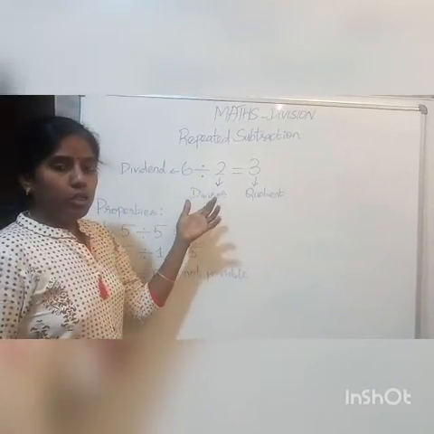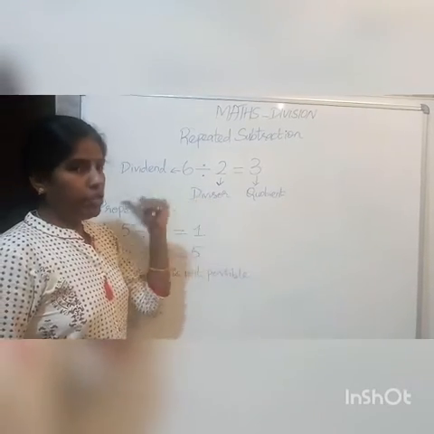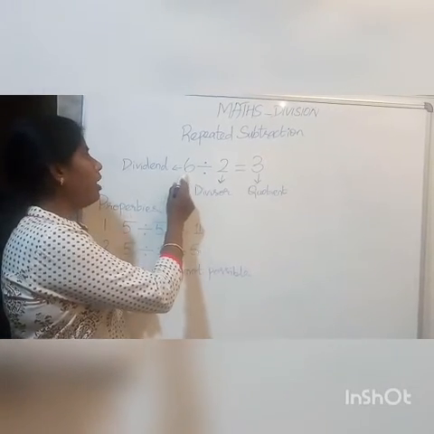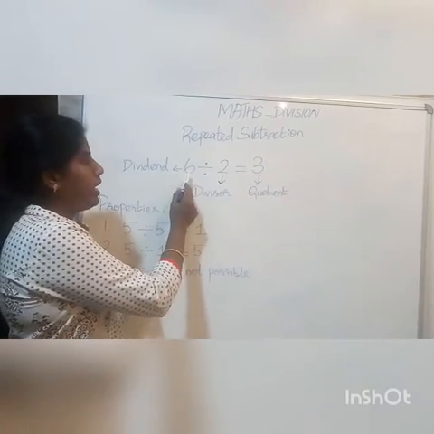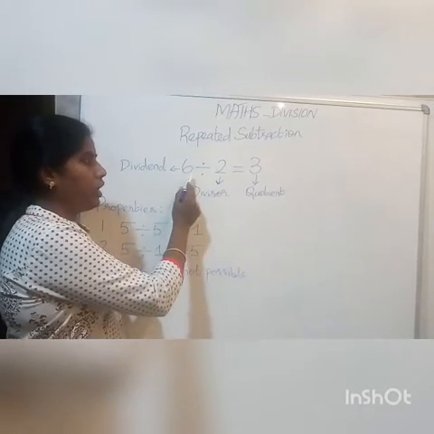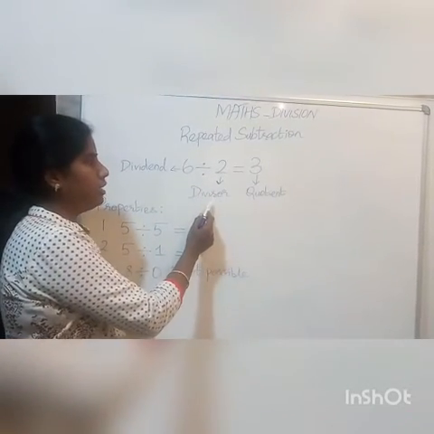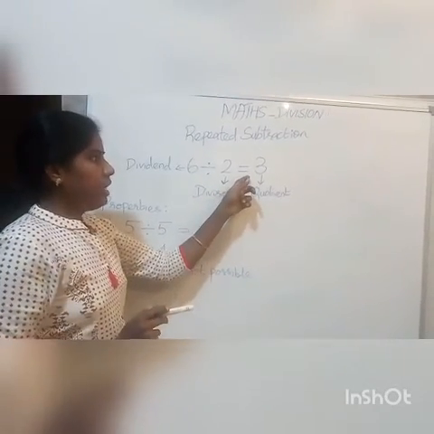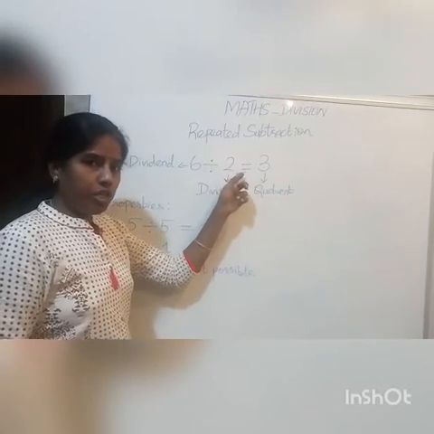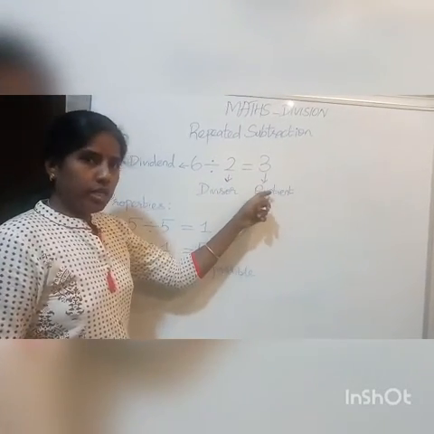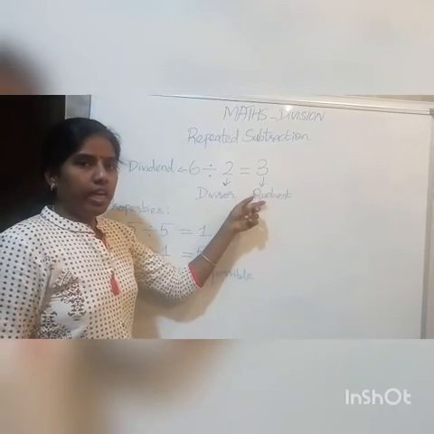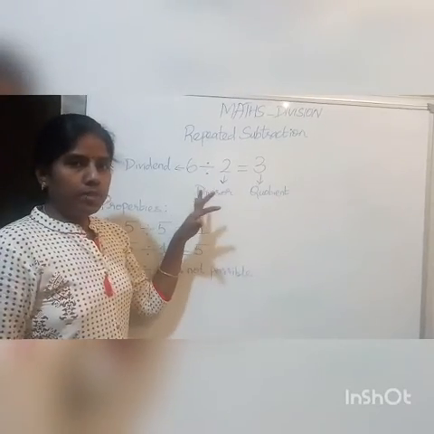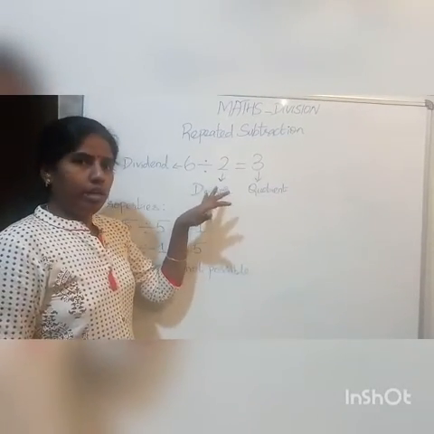Next we will learn the new terms in this chapter division. The number which we are going to divide is called a dividend, and the number with which we are going to divide this dividend is called the divisor. The answer that we get after doing the division is called the quotient. And after doing the division, if we get any number remaining, that is called the remainder. So these are the new terms in this chapter division.